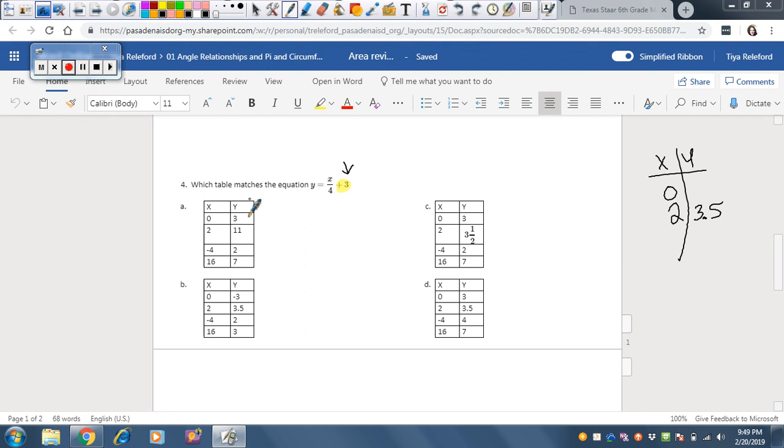Now you're going to do it with, looks like, -4. So you have y equals x divided by 4 plus 3. And you're going to change that x into a negative 4 divided by 4 plus 3. GEMDAS says you do division first. Negative 4 divided by 4. Don't forget, it's negative 1. So negative 1 plus 3. You're going to finish your table and cross them off as you go. Once you've crossed 3 off, whatever's left is your answer.